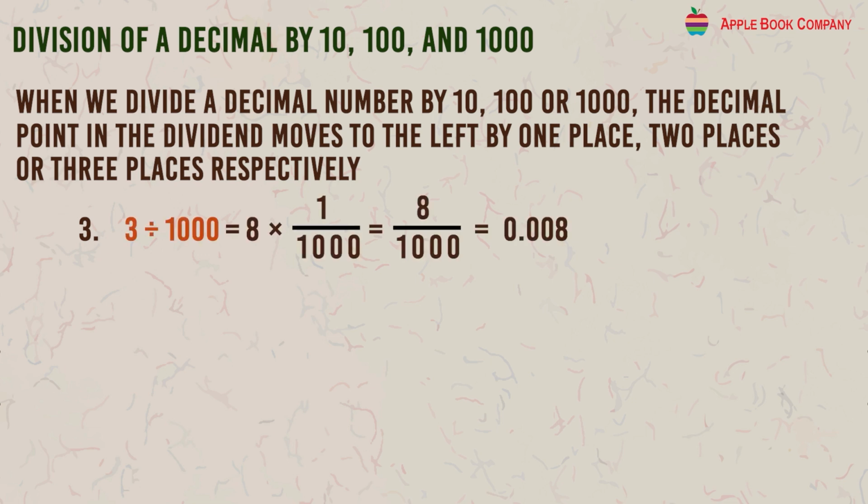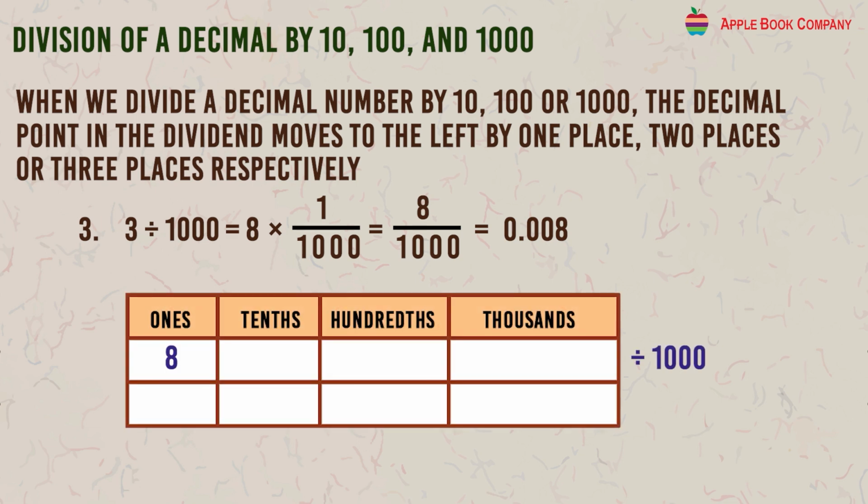8 divided by 1000 is equal to 8 into 1 by 1000, which equals 8 by 1000, which equals 0.008. So 8 ones divided by 1000 is equal to 8 thousandths, which is equal to 0.008.